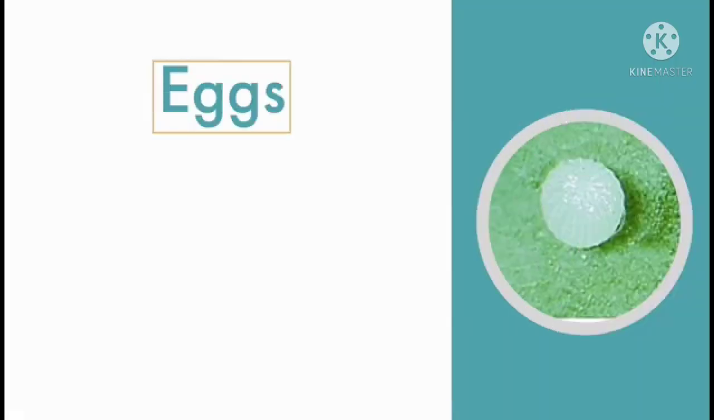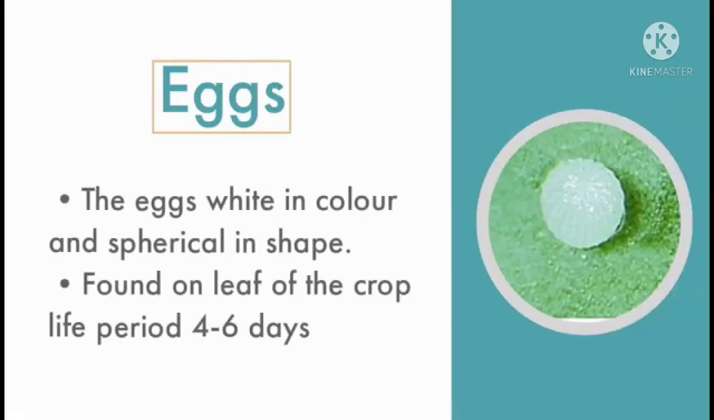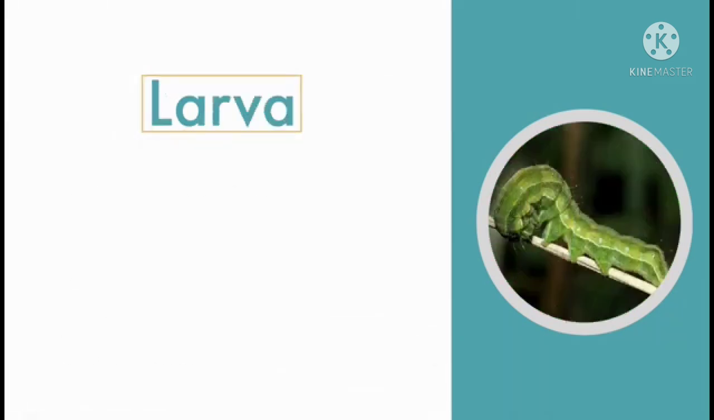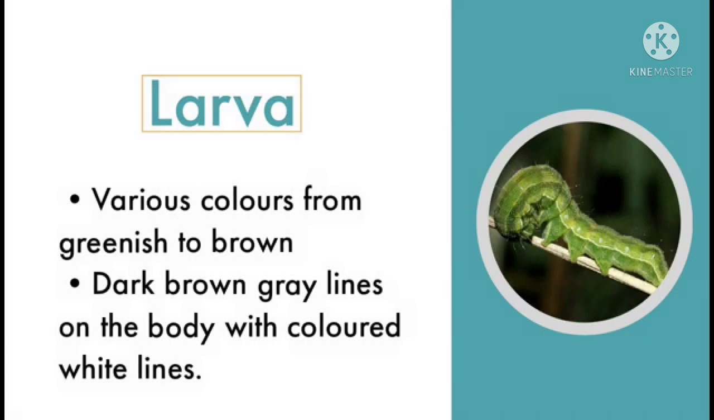In that, the egg color is white and spherical in shape. It is found on leaves of the plant and the life period of the egg is 4 to 6 days. Then larva. A larva has various colors and different forms by stages. It is greenish to brown in color. There are dark brown gray lines on the body with lateral white lines. The life period of larva is 14 to 20 days.